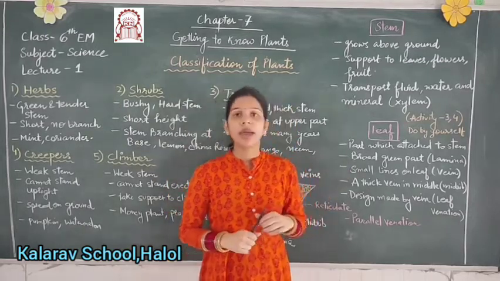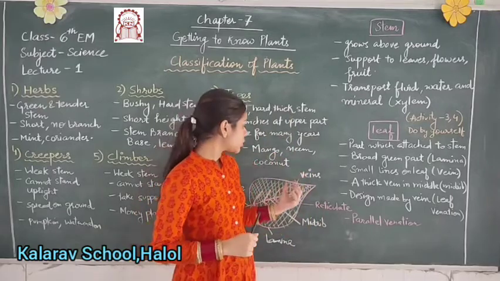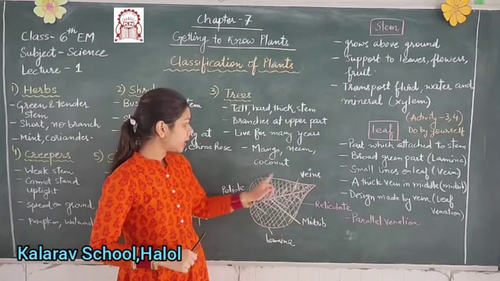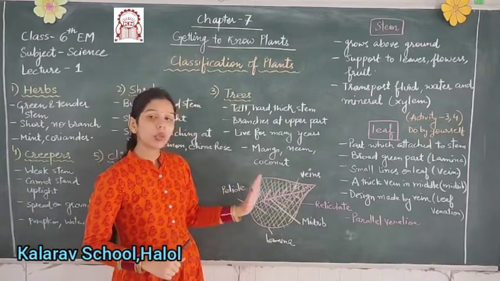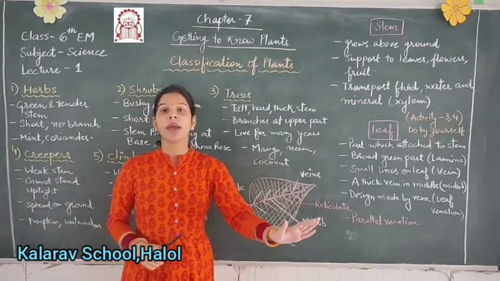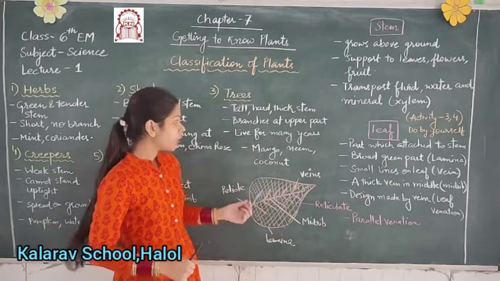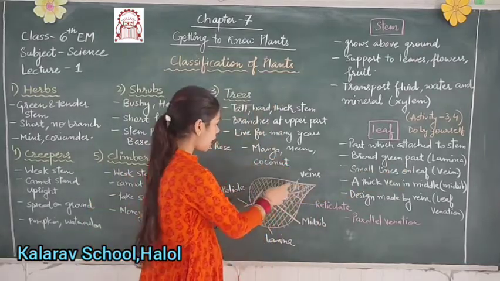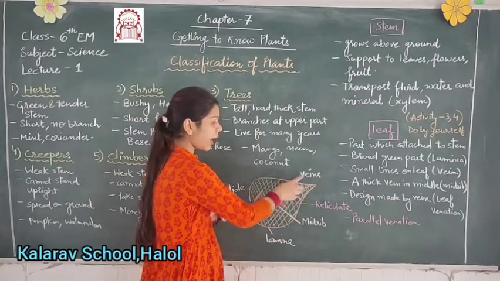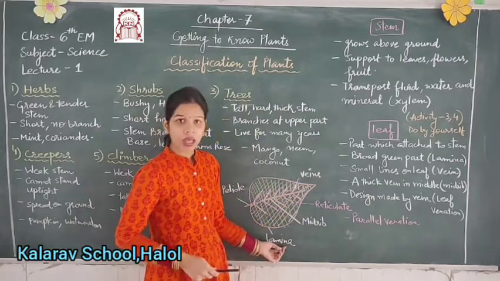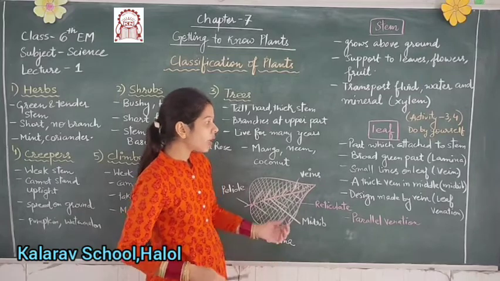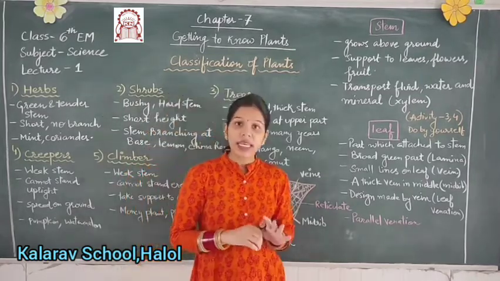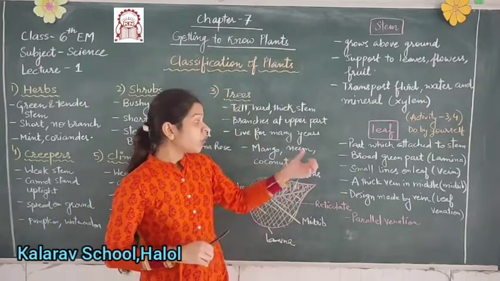Here I have shown the structure of a leaf. You can easily see it. The part which is attached to the stem is called the leaf. Here the broad green part is called the lamina. And next is the vein. The small lines you can see on the leaf are called veins.